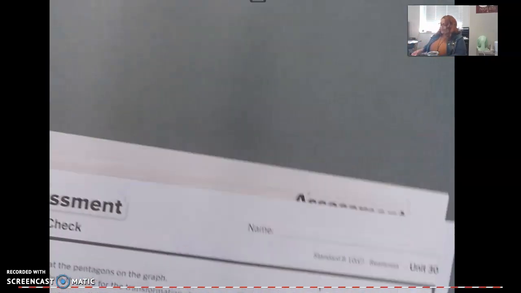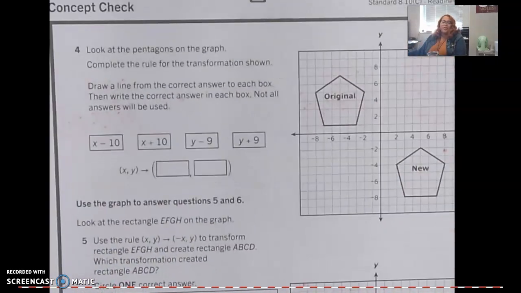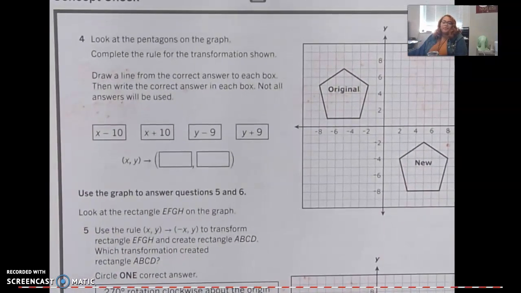On the back, number 4, it says, look at the pentagons on the graph. Complete the rule for the transformation shown. Draw a line from the correct answer to each box, then write the correct answer in each box. Not all answers will be used.